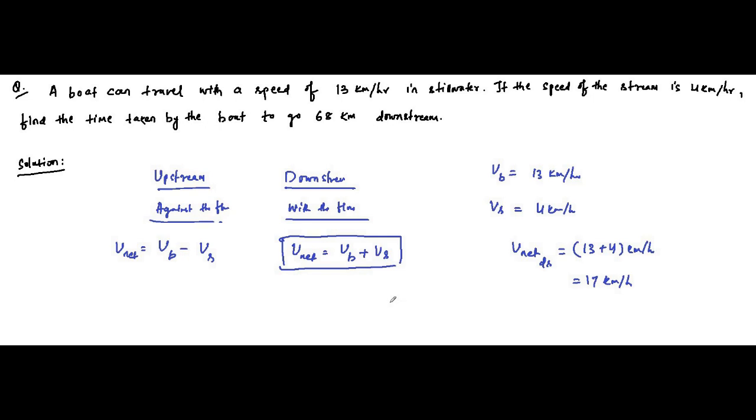So the total time taken for the trip downstream is equal to the total distance, which is 68 kilometers, divided by the net speed downstream, which is 17 kilometers per hour, which is equal to 4 hours. So here the time taken by the boat to go 68 kilometers downstream is 4 hours.